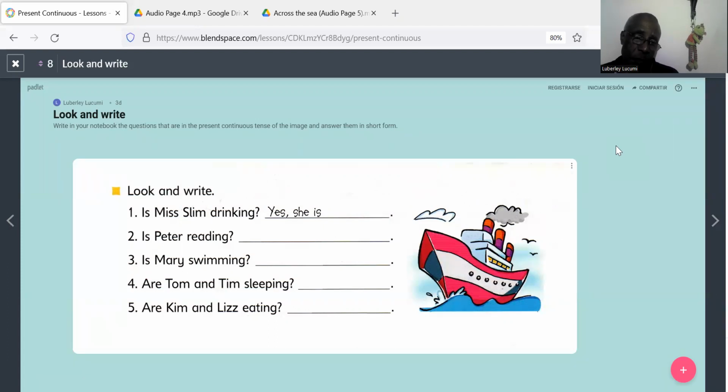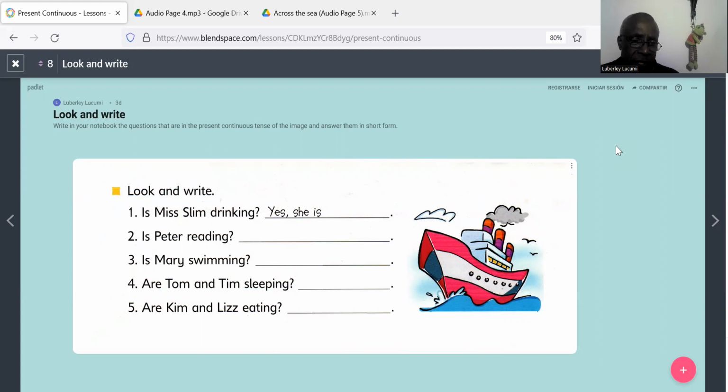Okay, so the first one is an example. The information is about the activity done before. The first one: is Mrs. Slim drinking? Yes, she is. Short answer. Okay. The second one, is Peter reading? Yes or no? No. What is the answer? Short answer. The short answer is no, he isn't. Or no, he's not. Okay, that's good.